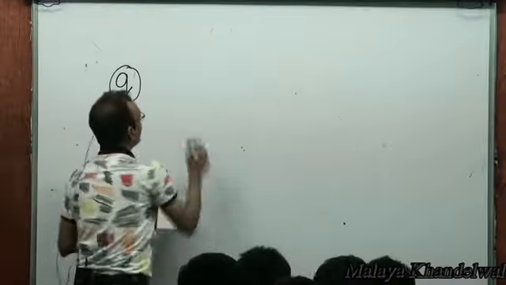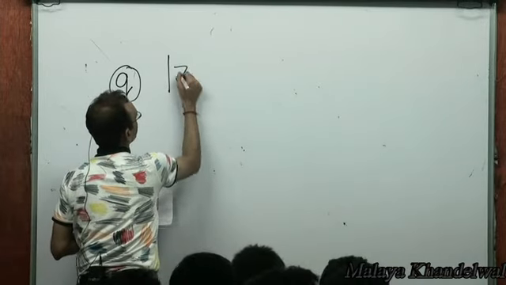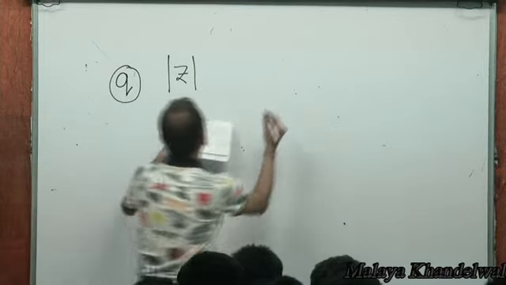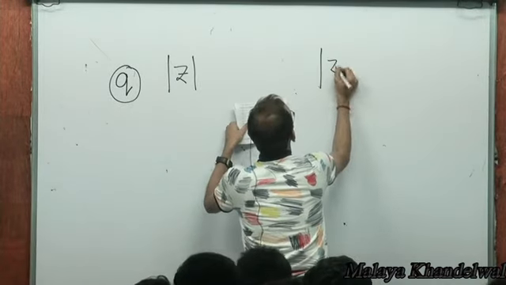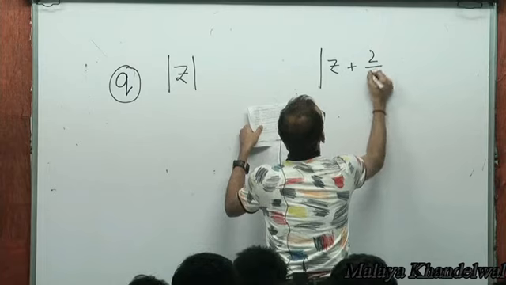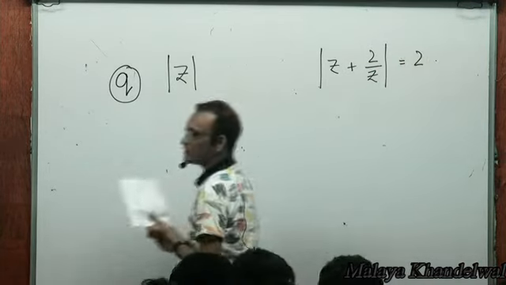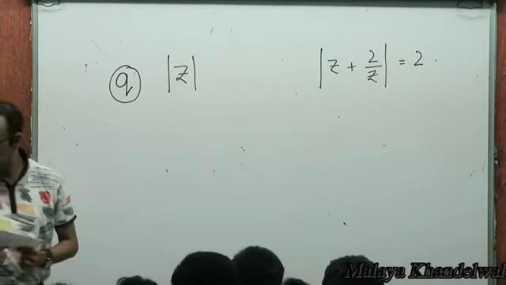The maximum value of mod z is what we need to find. We want to find the maximum of mod z given that mod of z plus 2 by z is 2.